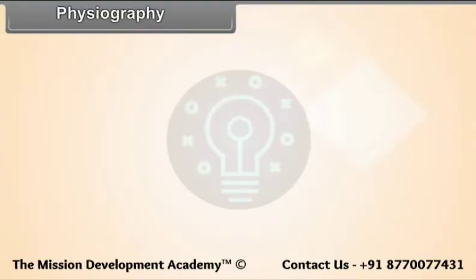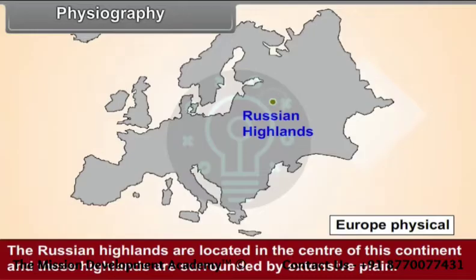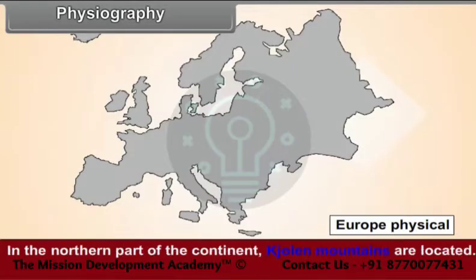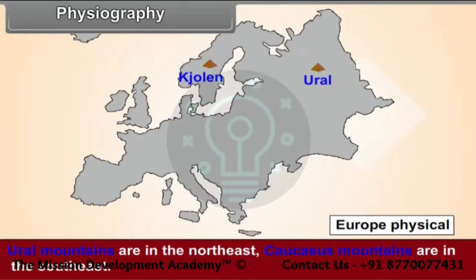Physiography. The Russian highlands are located in the center of this continent and these highlands are surrounded by extensive plains. In the northern part of the continent, Jolane Mountains are located. Ural Mountains are in the northeast. Caucasus Mountains are in the southeast.